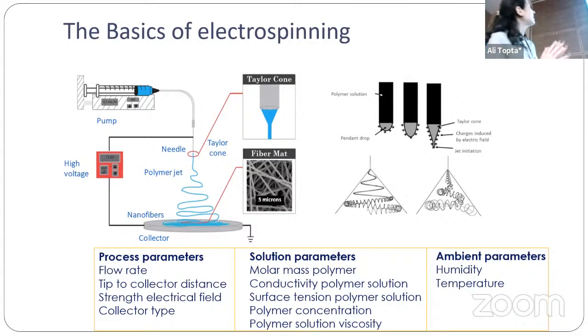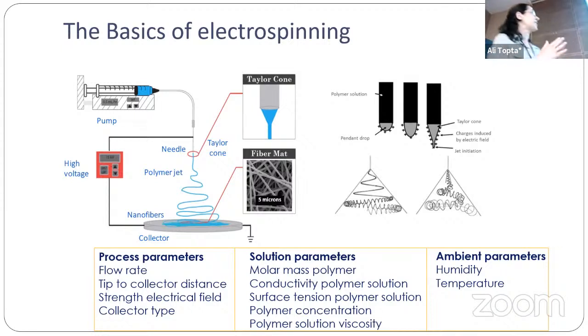And the solution comes to the tip of the needle in a spherical shape, and as we apply some voltage to this droplet, a conical shape occurs because the droplet is held there with some surface tension. And when we apply a voltage overcoming this tension, the droplet becomes conical. This is called the Taylor cone, and it is one of the basics of electrospinning.